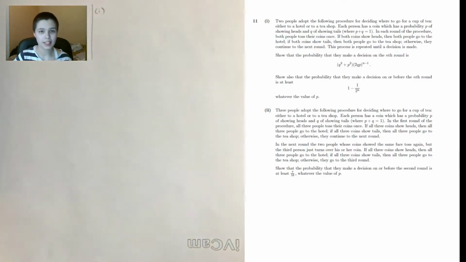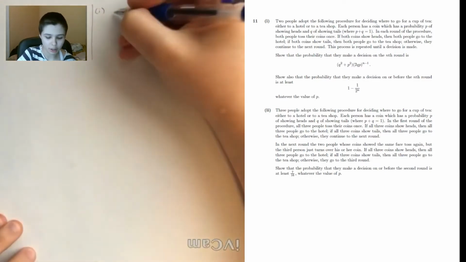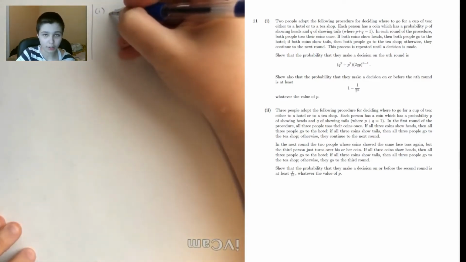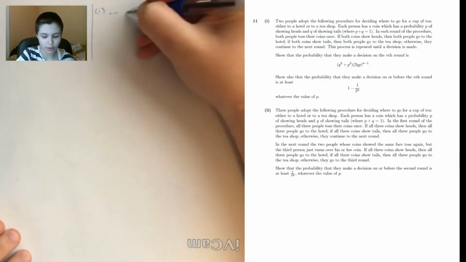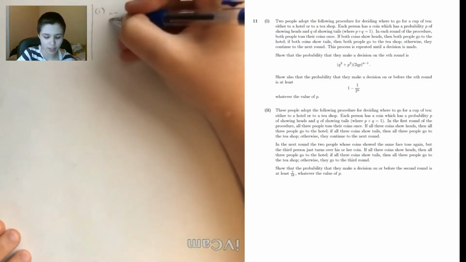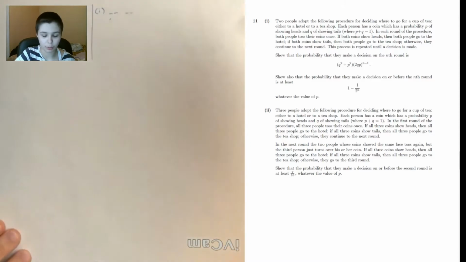Well, the probability that they make the decision on the nth round is in fact the probability that they don't make a decision on each of the n minus 1 rounds times the probability that they do make a decision on the nth round, which is the probability that the coins are different for the first n minus 1 rounds times the probability that the coins are the same for the nth round. The probability that the coins are different is going to be, either the first person gets heads and the second gets tails, or the first person gets tails and the second gets heads. So that's QP or PQ plus the other one.